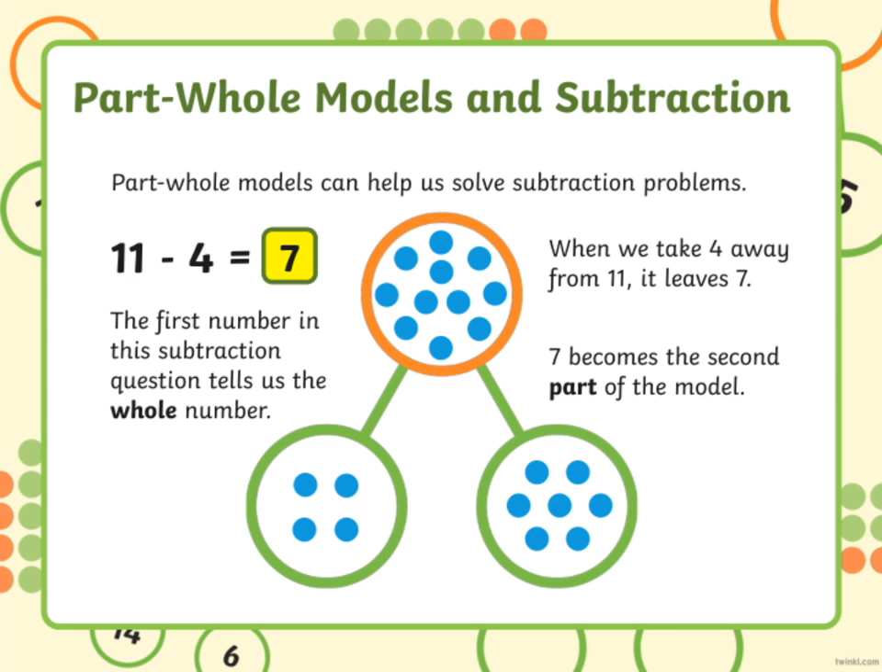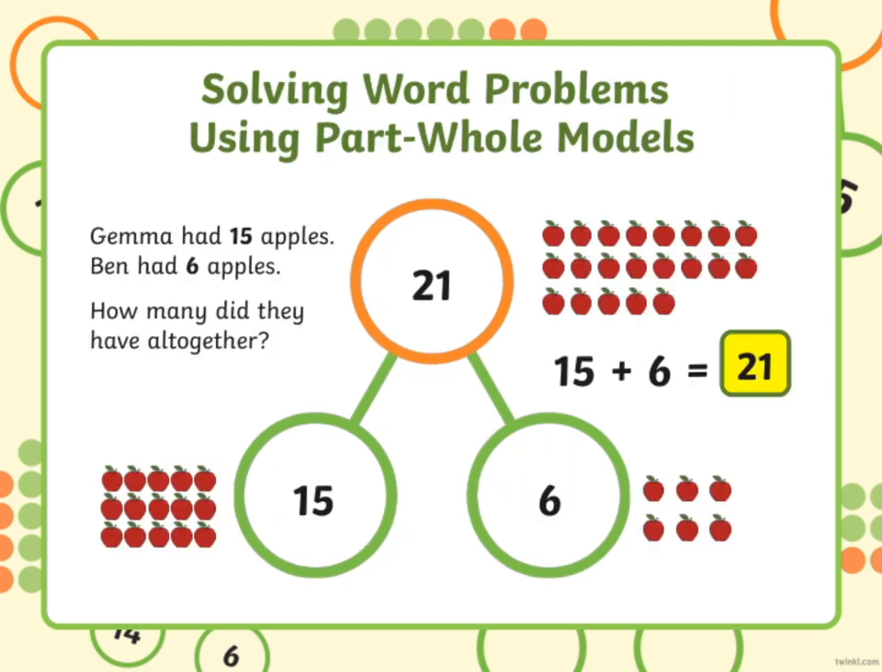Remember, the key point here is that the first number in the subtraction question tells us the whole, and breaking it into parts can make solving these problems much clearer. Now let's look at this example. Gemma had 15 apples and Ben had 6 apples. The question is, how many apples did they have altogether?